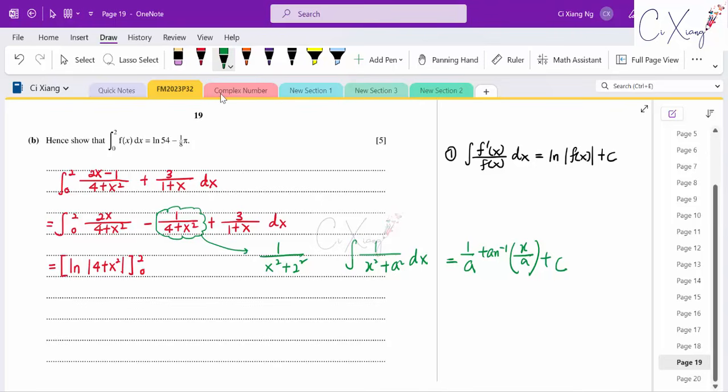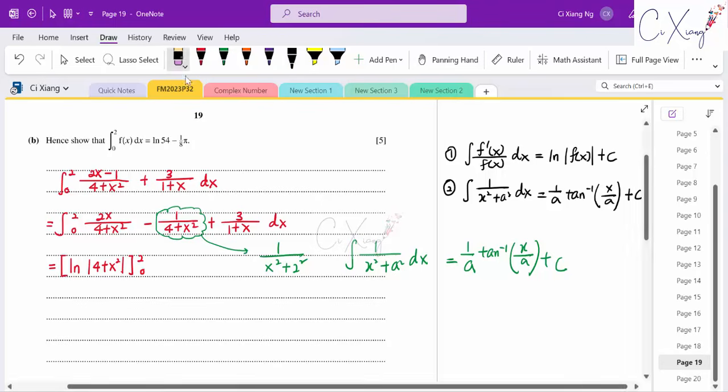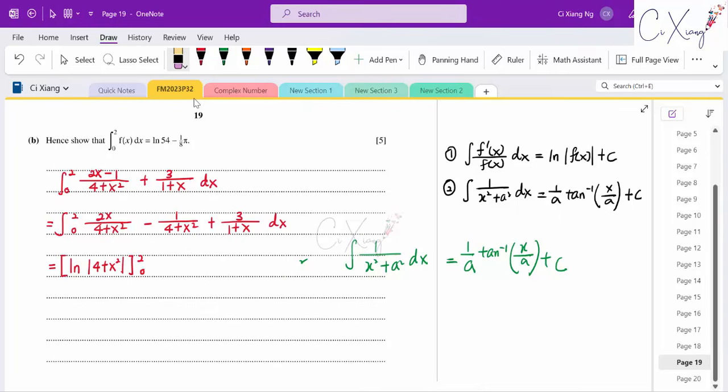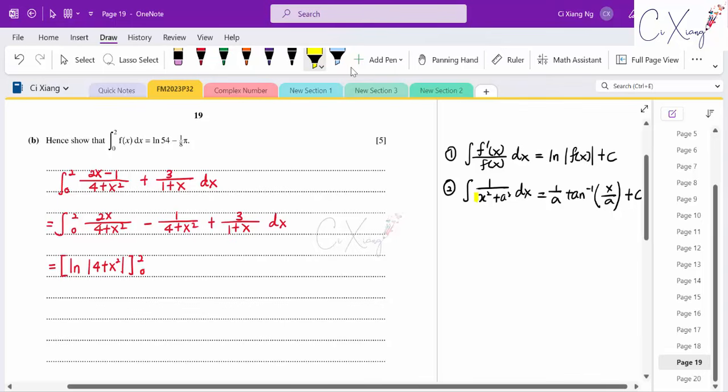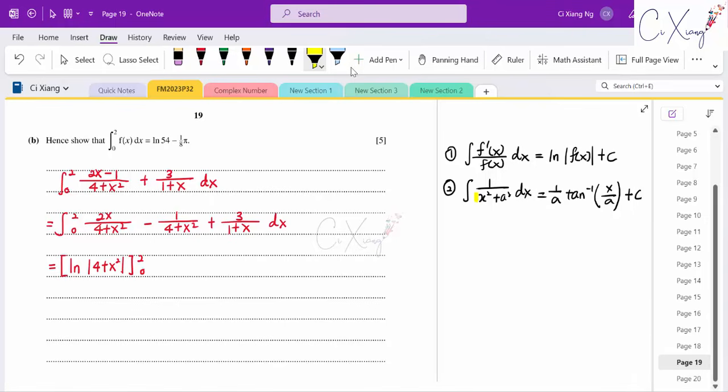We'll get tangent inverse. So if I write it here, this is what we have. The integral of 1 over x squared plus a squared gives 1 over a, and then tangent inverse x over a, plus c. When you want to apply this formula, there's a small rule you need to remember: the coefficient of x squared should be a 1. It cannot be any other number. Only then can you apply this formula to get the correct integration.